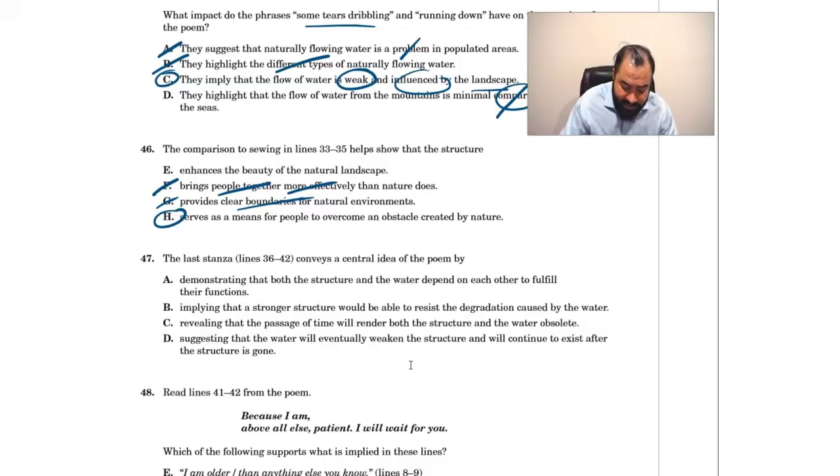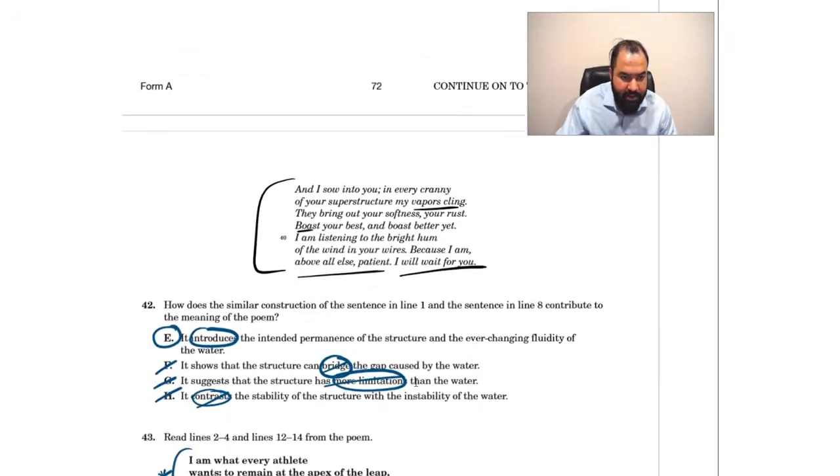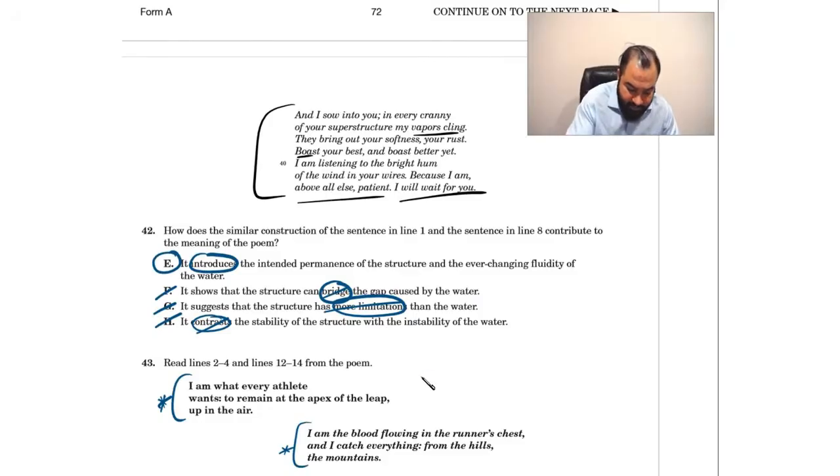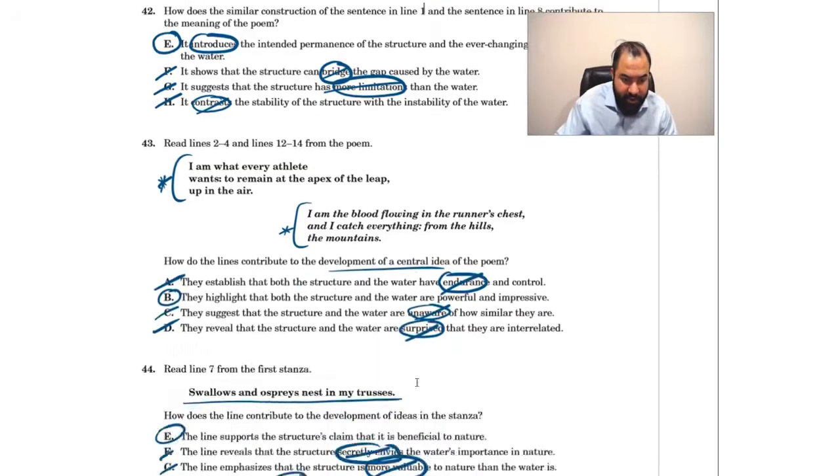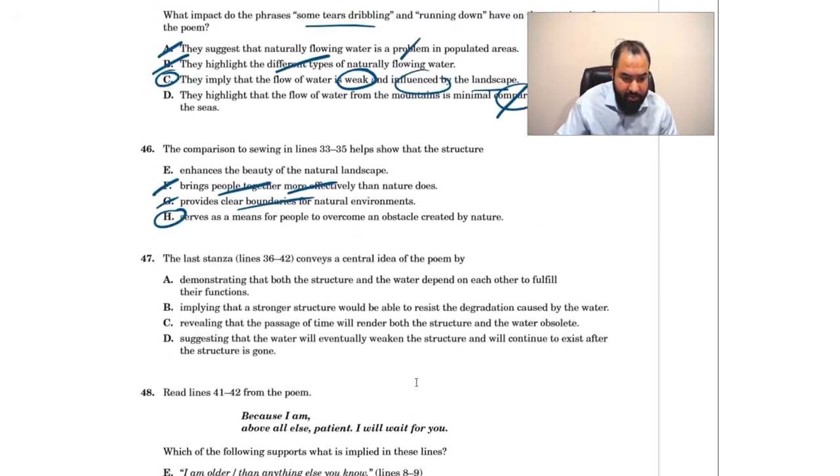The last stanza, lines 36 to 42, conveys the central idea of what? So the last stanza was here. So this is about how water is going to wait, overall patient. It will wait for the structure to get destroyed, to decay. The last stanza says, demonstrating that both structure and water depend on each other. They didn't depend on each other. Implying that a stronger structure, they didn't compare any structure as stronger or weaker.